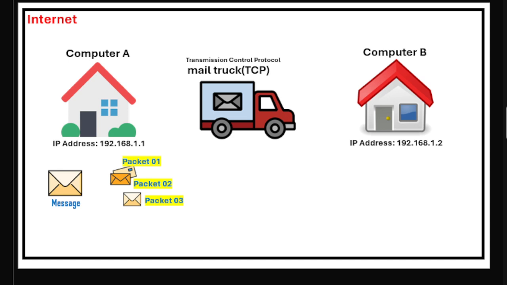And then routing. Routing means mail routes. Just like the mailman uses different routes to deliver mail, the internet uses routes to figure out the best way to send each packet to its destination. Routers are like the mail sorting centers that decide the best path for each piece of mail.